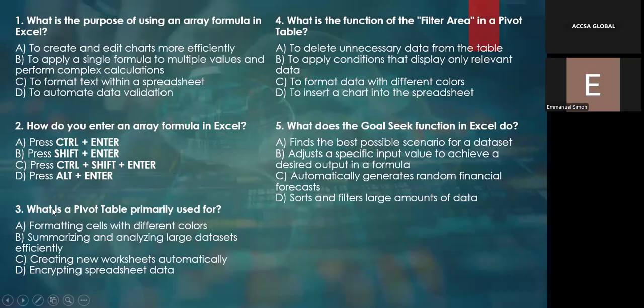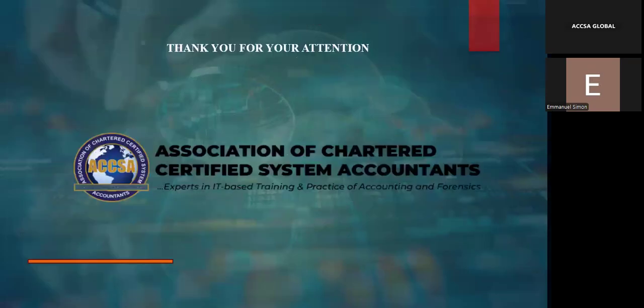So what is a pivot table primarily used for? A, formatting cells with different colors. B, summarizing and analyzing large data sets efficiently. C, creating a data worksheet automatically. D, encrypting spreadsheet data. Of course, it is summarizing and analyzing large data sets. So I will leave the remaining 2 for you to figure out. Thank you for your attention.